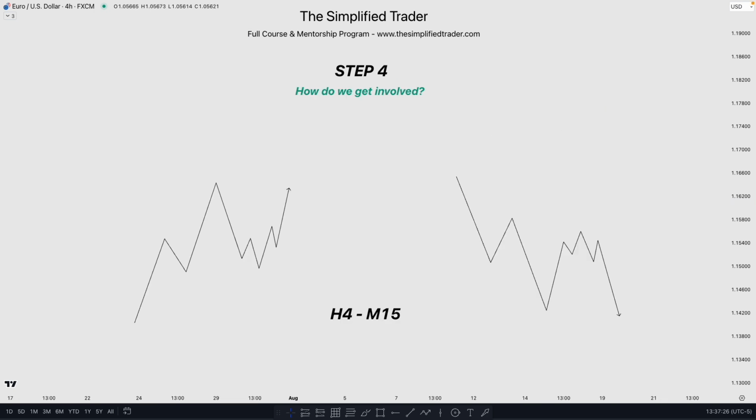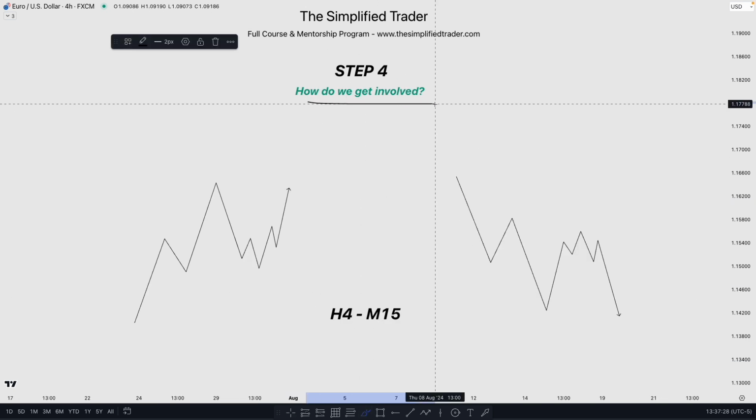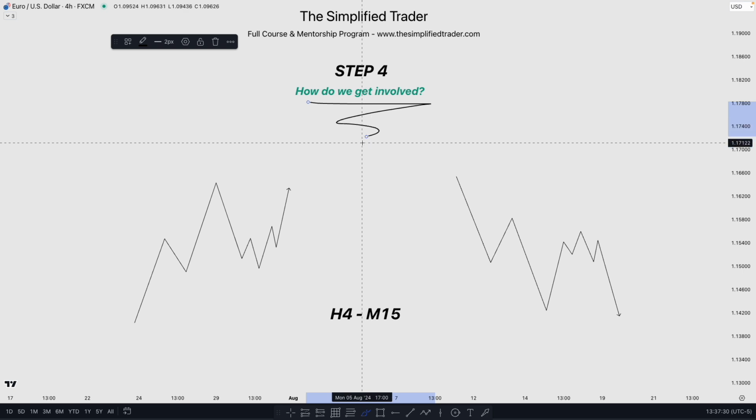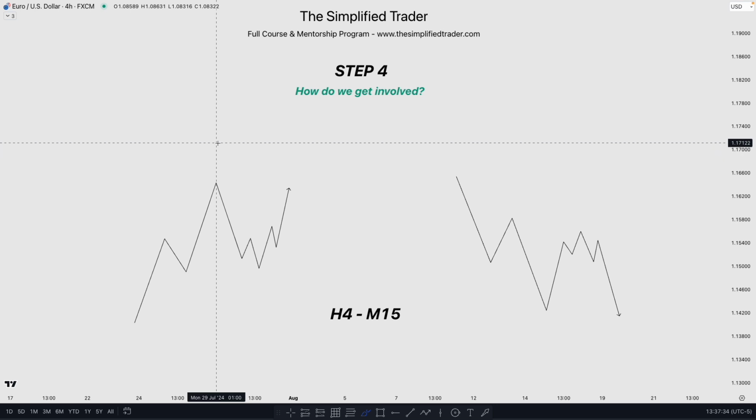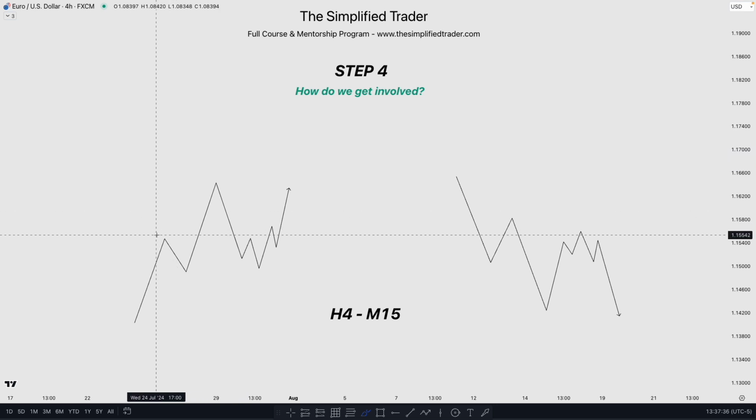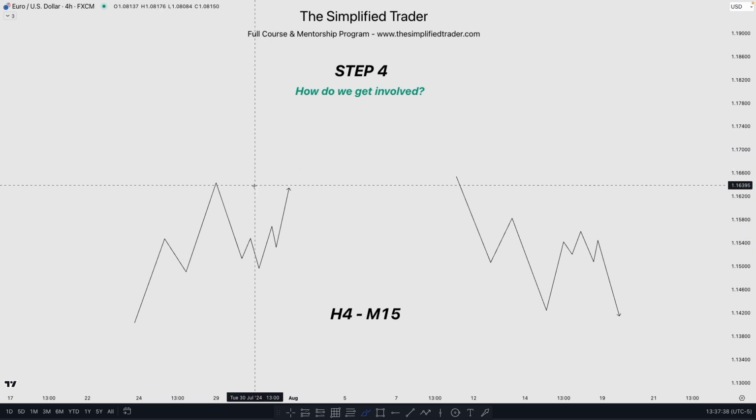Now, step number 4. How do we actually get involved in this trade? You have learned by now how to spot market direction, how to spot valid points of interest, and now what can we expect after the market trades into our point of interest.